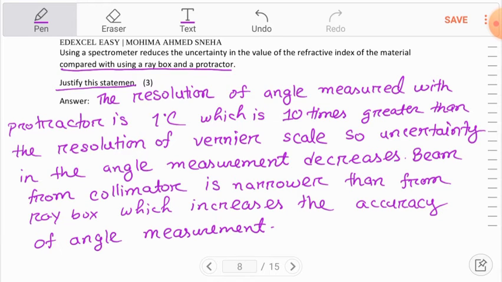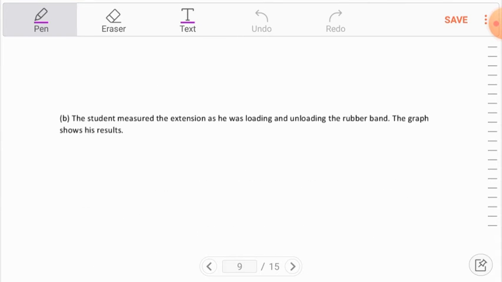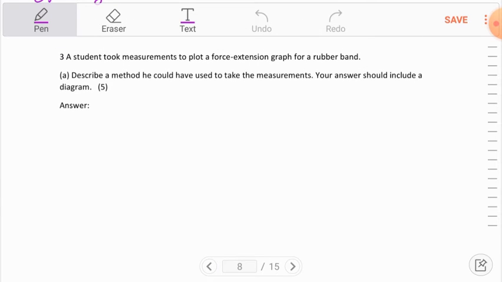Moving to question number 3. Question number 3 says a student took measurements to plot a force extension graph for a rubber band. Describe a method he could use to take the measurements. Your answer should include a diagram. So we need to describe an investigation the student would carry out to form a force extension graph. We need to use different equipment, so let us first draw the equipment here.